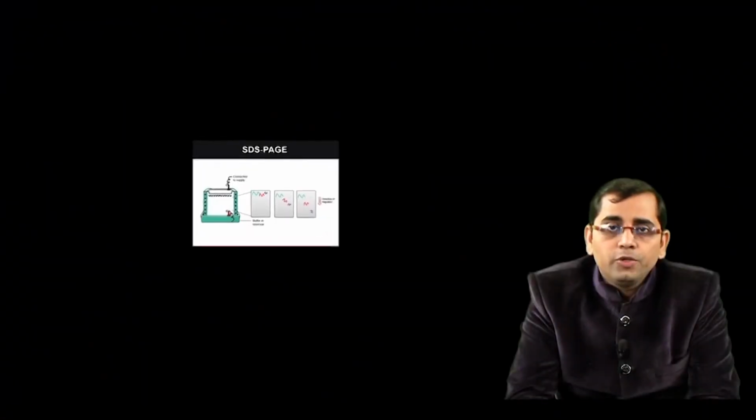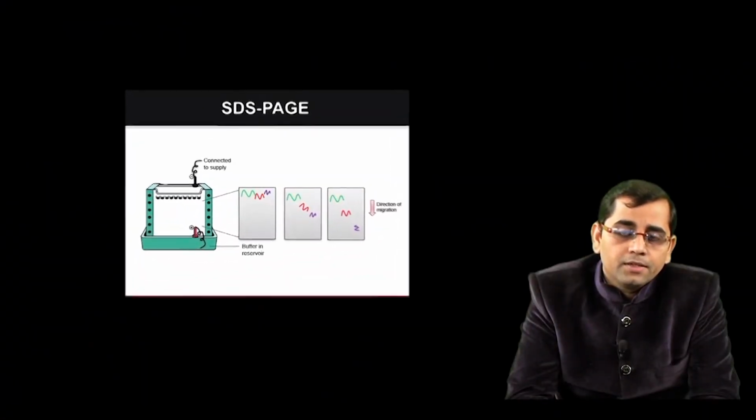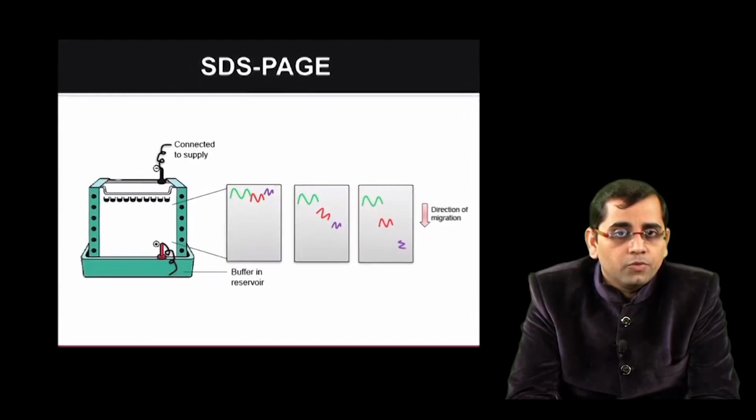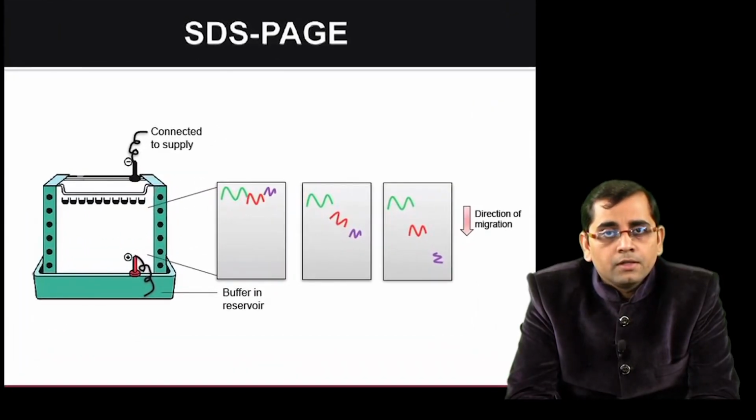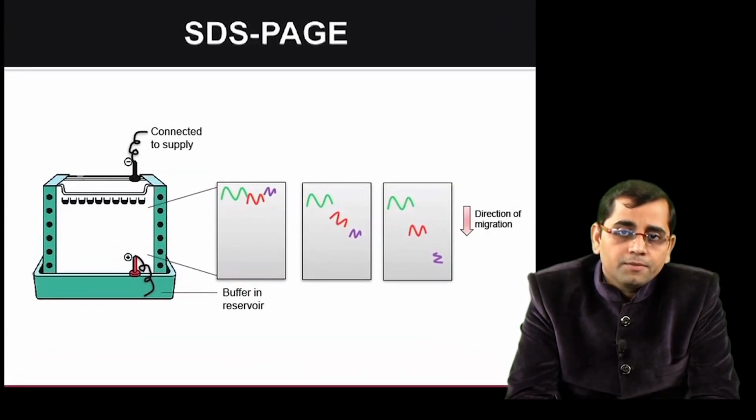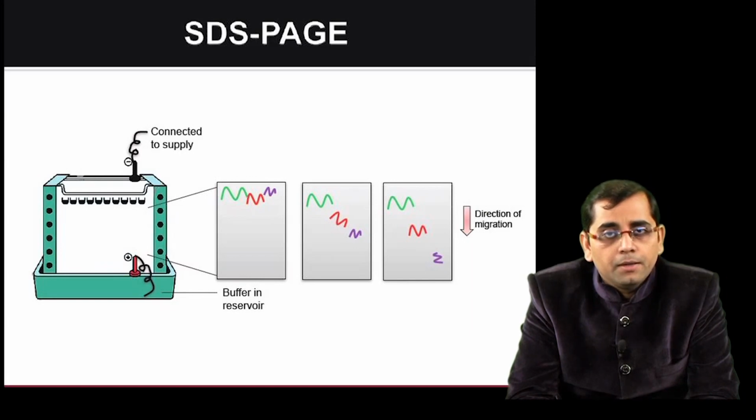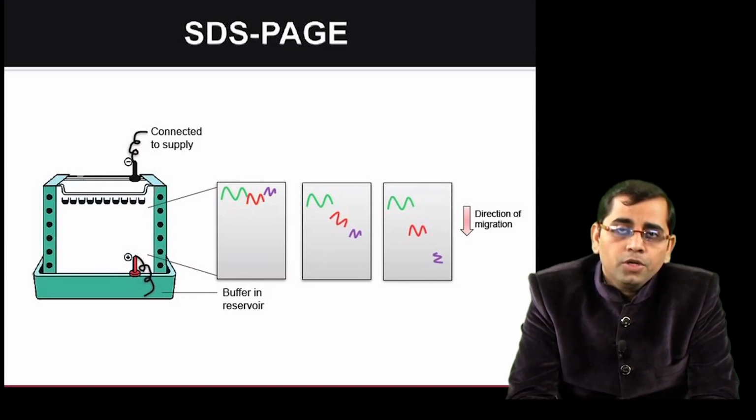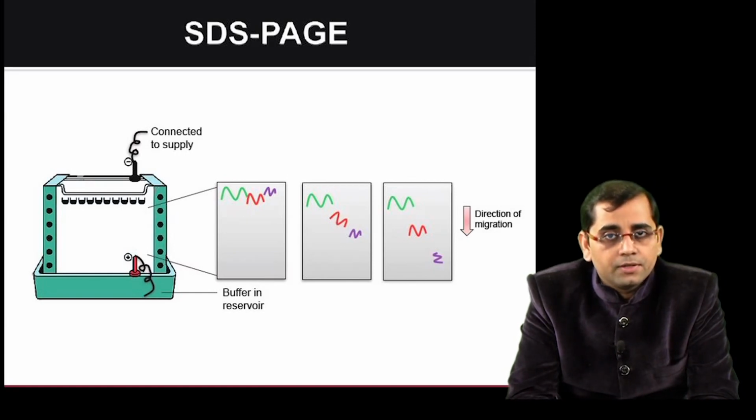The fifth lecture of week 2 will focus on SDS-PAGE gel, where proteins get separated on the basis of their molecular weight. The low molecular weight proteins, having high mobility, migrate further through the gel, and high molecular weight proteins remain close to the point of application.